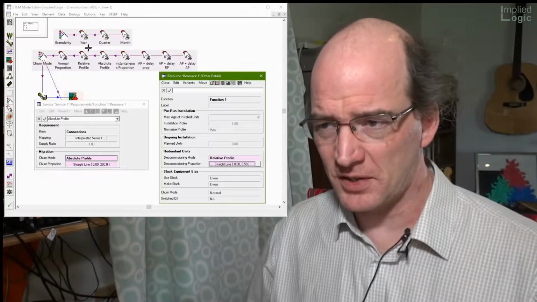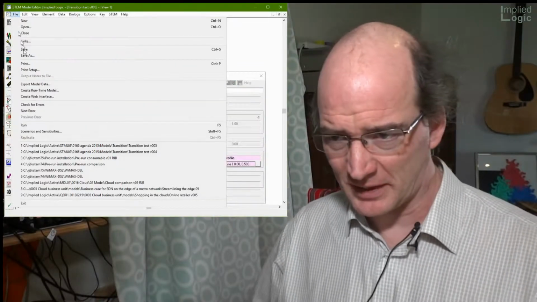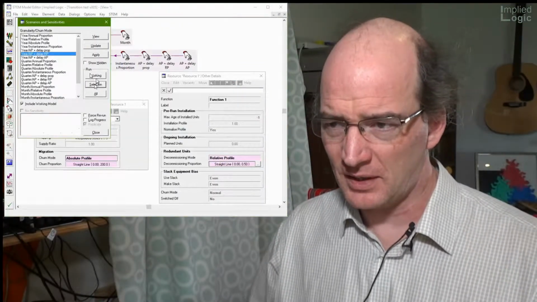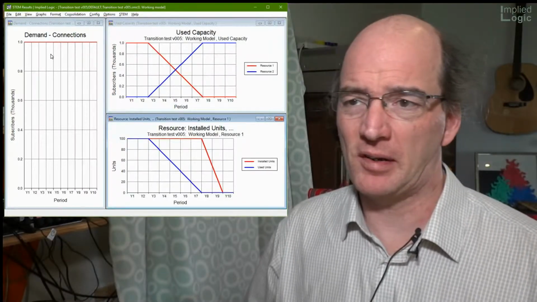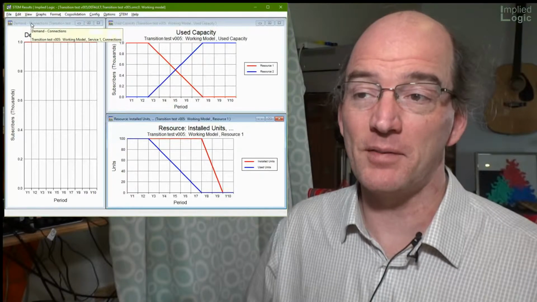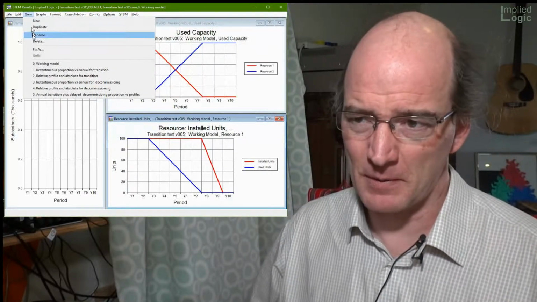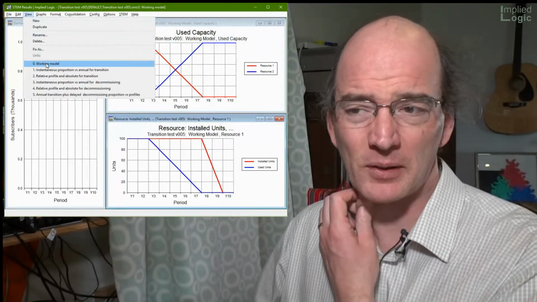Because I've stored these with the scenarios, and because what I've actually been doing in the background is running all of these, they're probably all up to date now, but let me just make sure. So in the results program, I've also got up my sleeve a number of views to compare these, and so we've been looking just at the working model.